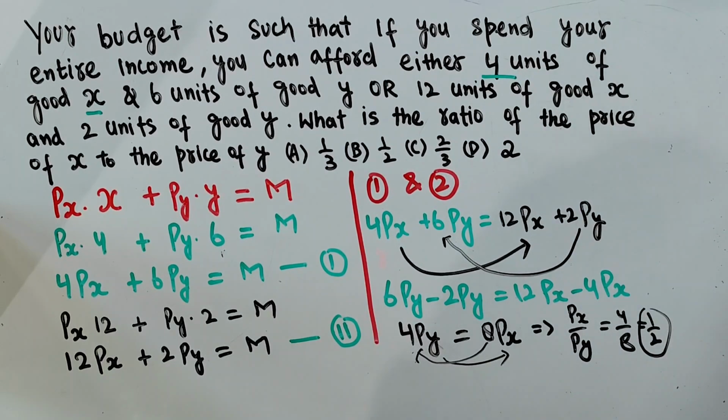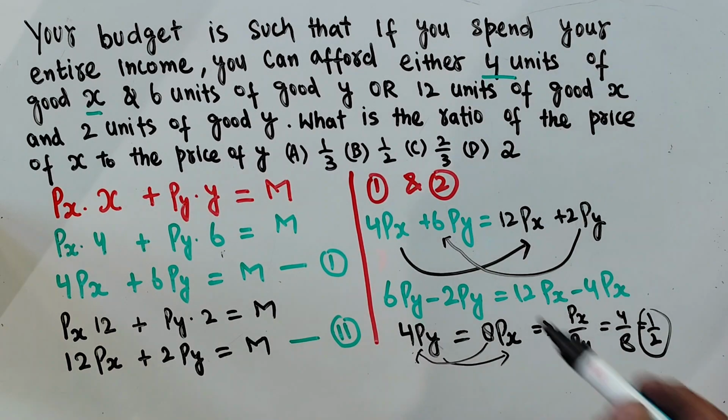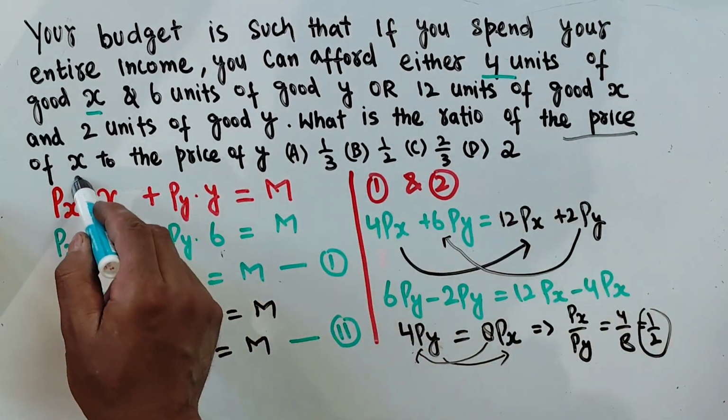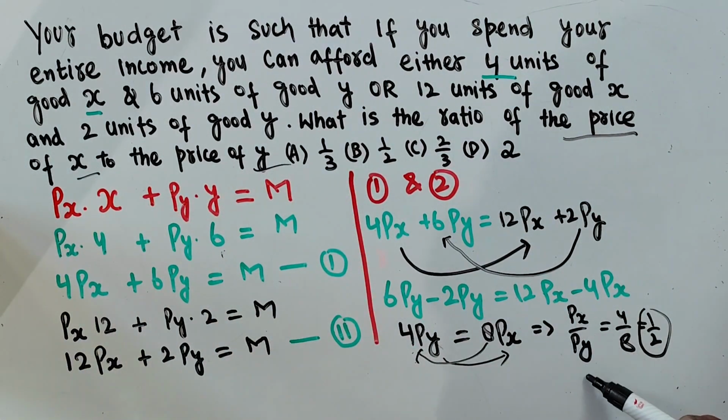That is what the question was asking us, to find out the ratio of price of X to the price of Y, that is price of X upon price of Y.